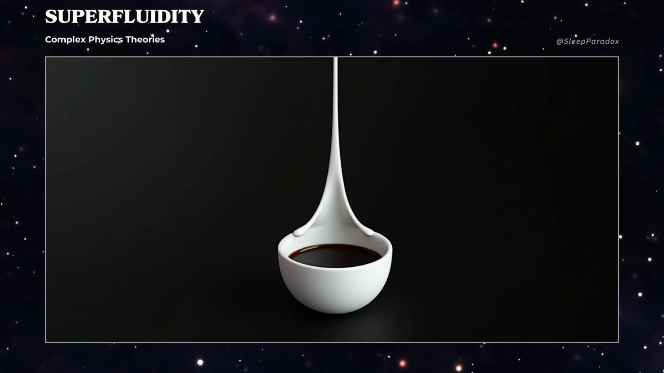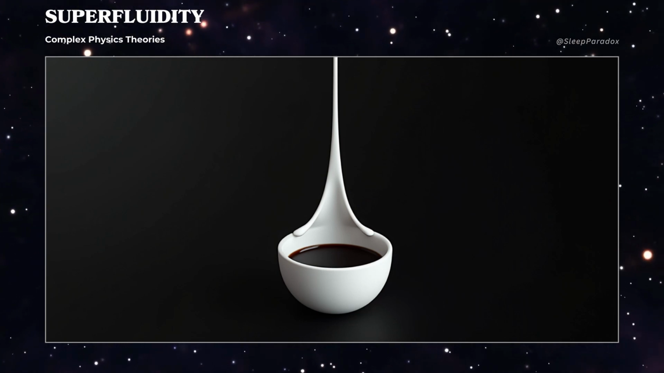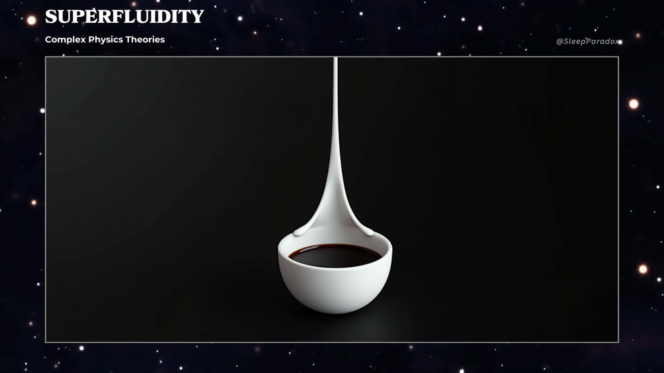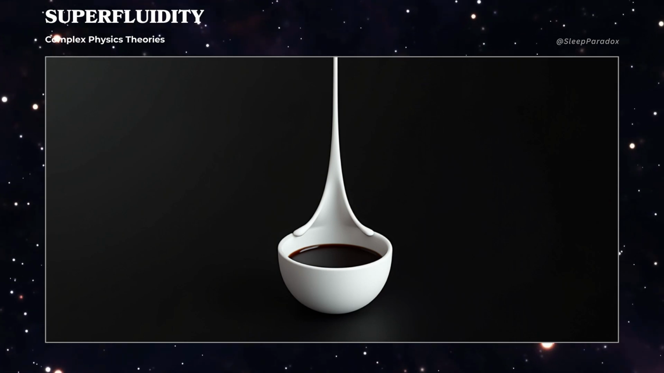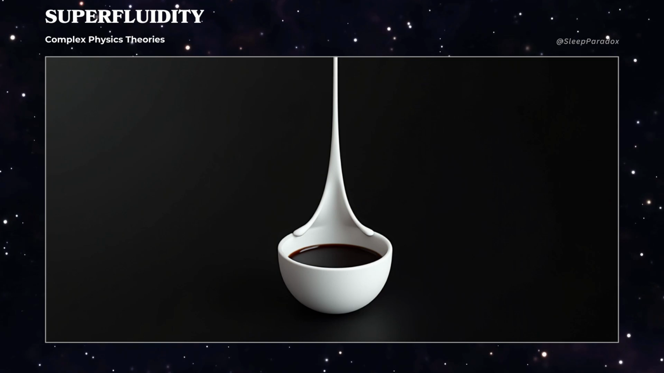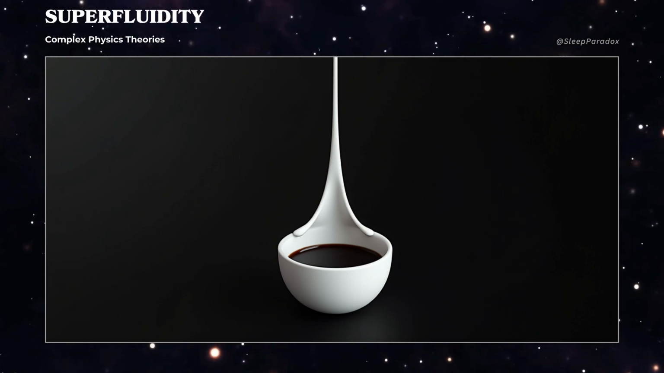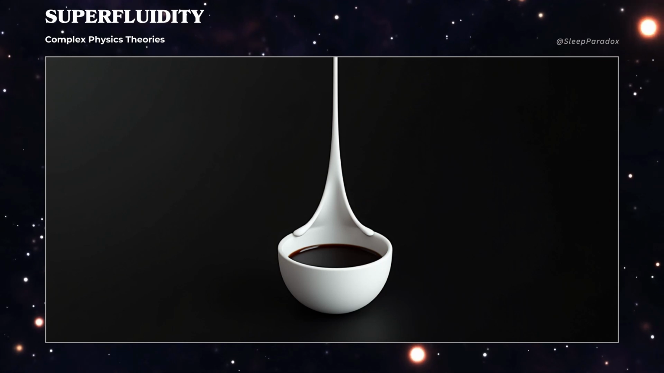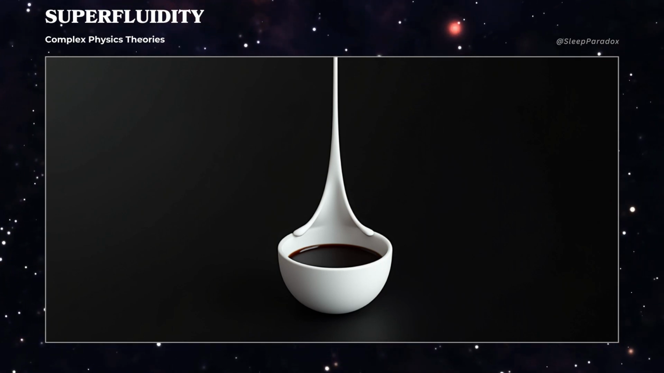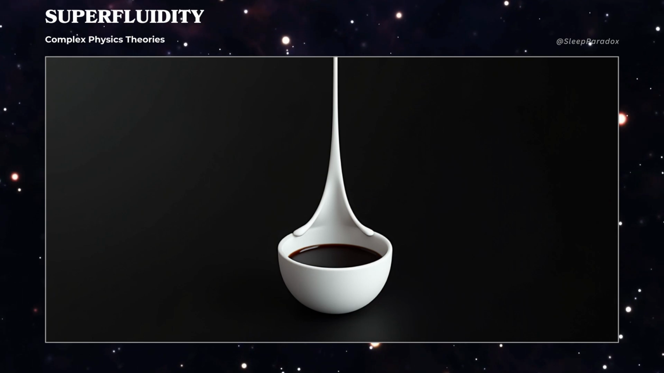In a famous demonstration, liquid helium in an open container will begin to creep up the walls and spill over the sides. It forms a thin film and flows continuously, even against gravity. Place it in a closed loop and set it moving, and it will circulate forever. No pumps, no losses, just perfect, frictionless flow. This behavior doesn't make sense in classical physics.